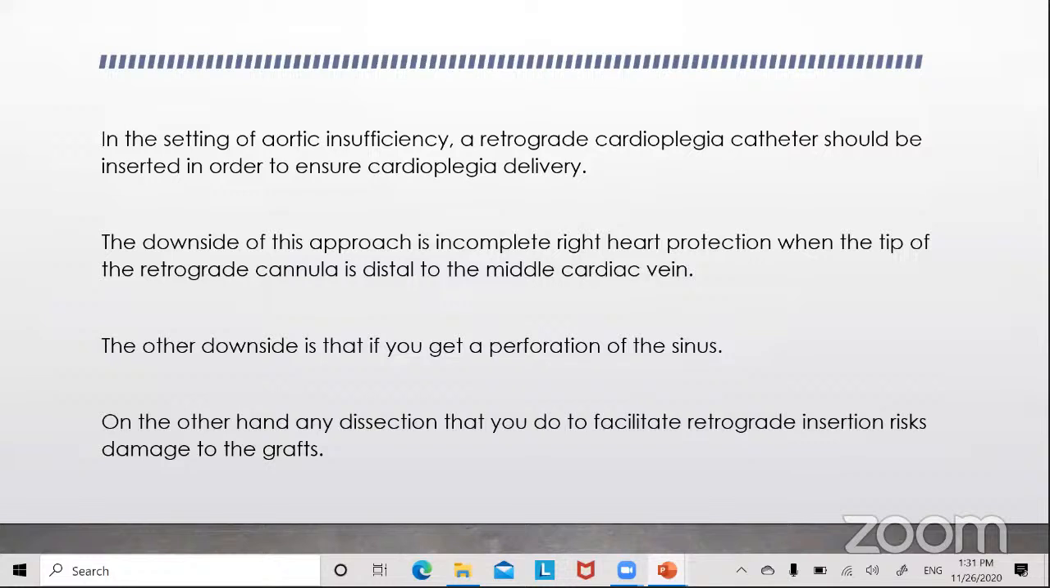In the setting of the aortic insufficiency, a retrograde cardioplegia catheter should be inserted in order to ensure cardioplegia delivery. The downside of this approach is incomplete right heart protection when the tip of the retrograde cannula is distal to the middle cardiac vein. The other downside is that if you get a perforation of the coronary sinus during insertion, you are in a difficult situation as the posterior part of the heart is likely to be stuck from the prior operation. On the other hand, any dissection that you would do to facilitate retrograde insertion risks damage to the graft. So do what you are most comfortable with, but demonstrate thoughtfulness in either direction.